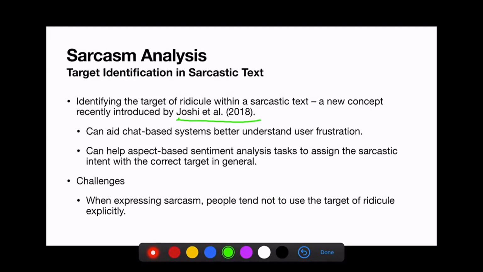The challenges. What are the challenges? In expressing sarcasm, most of the time we do not explicitly mention the target on which we express the sarcasm, or we just mention it somewhere in the text if we write a long monologue. So understanding the target of the sarcasm is not a trivial task, indeed a very difficult task, and only little work has been done on this.